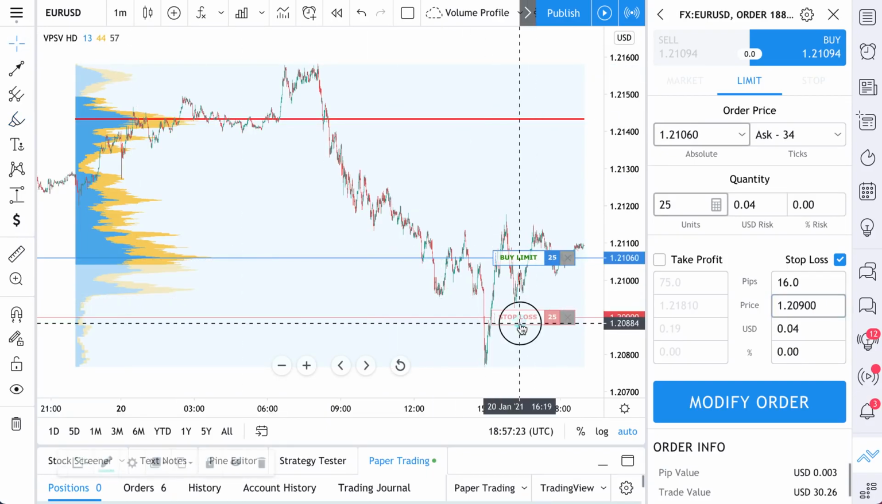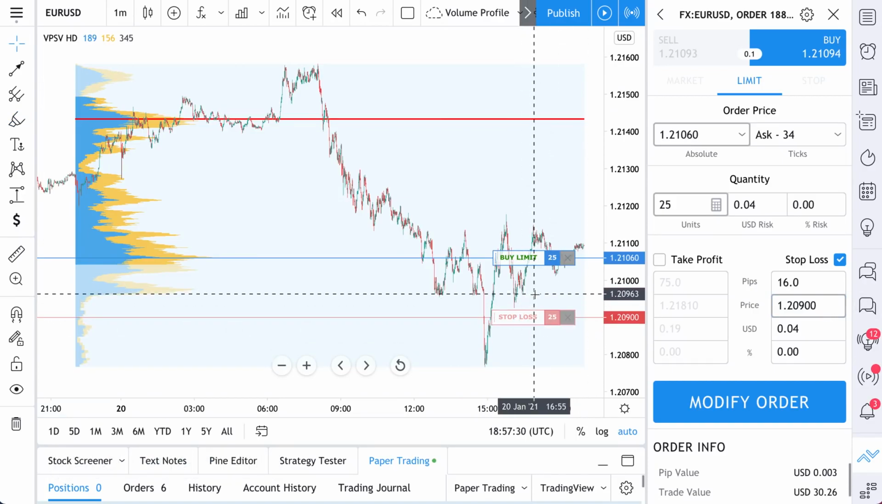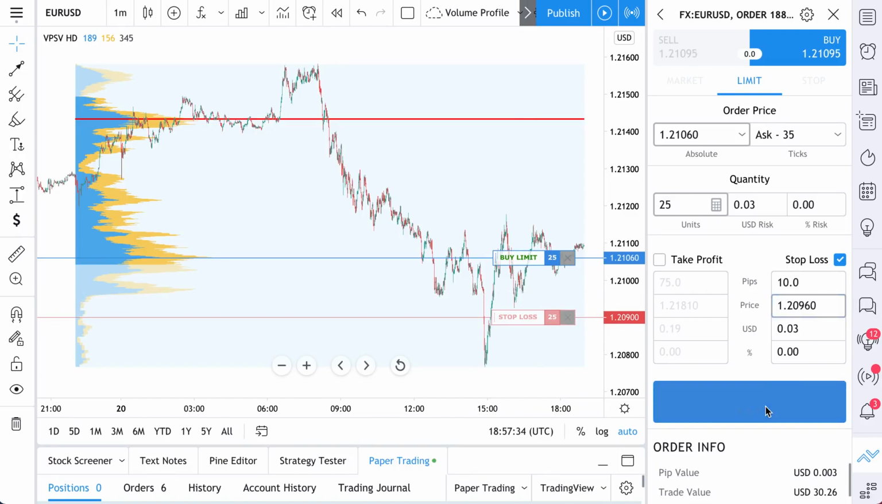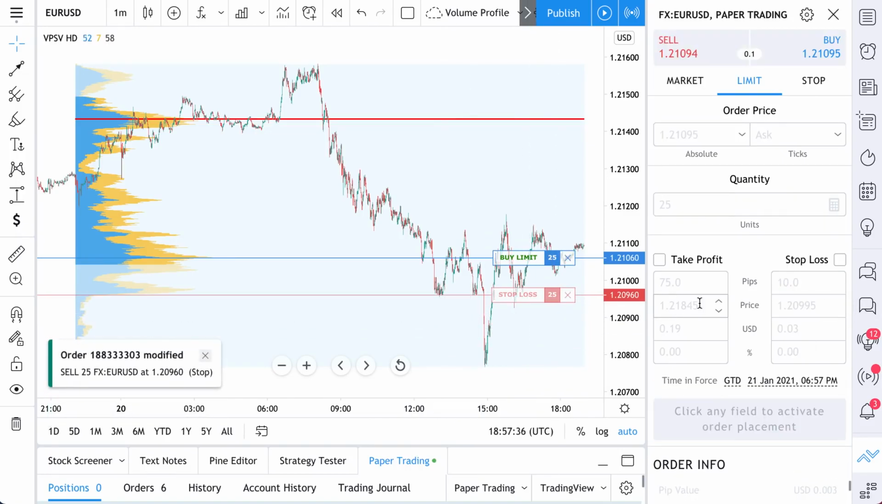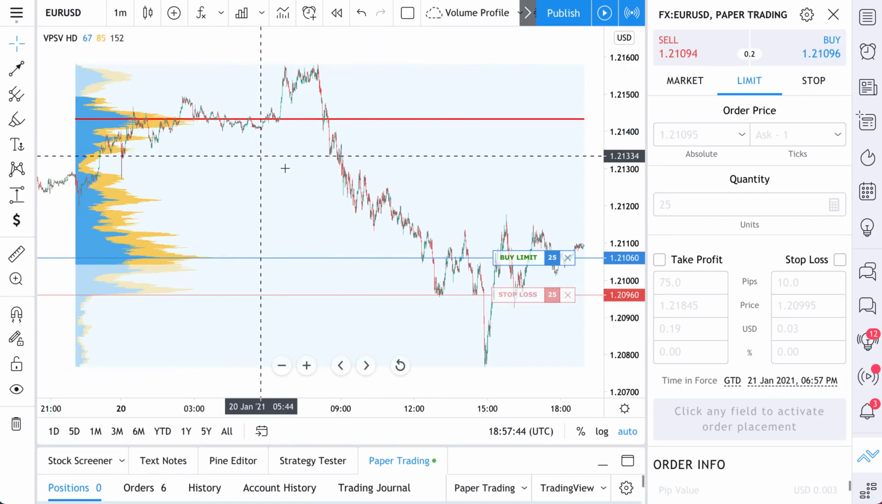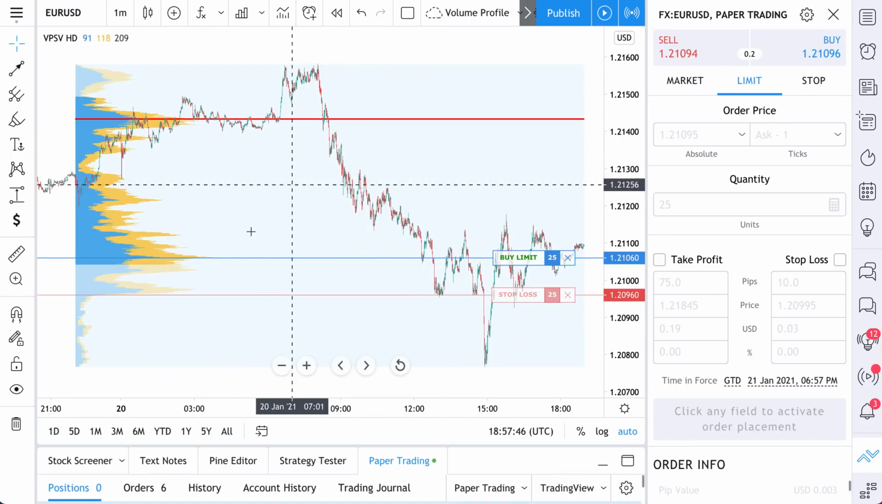So remember, you can just modify your order by clicking. We'll delete this highlighter tool. 1.2096. Modify order. There we are. And so if it breaks through this high volume node and enters into this region, we want to be out. So that is how you can use the session volume HD.